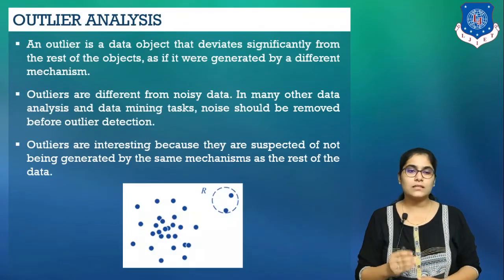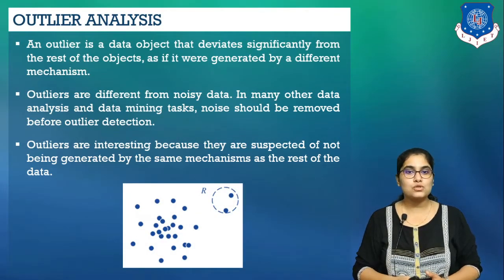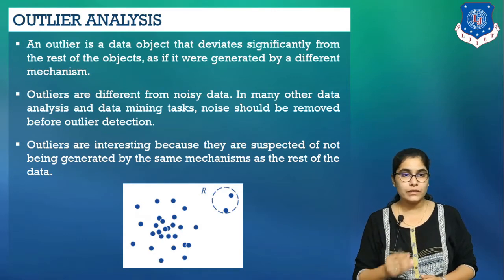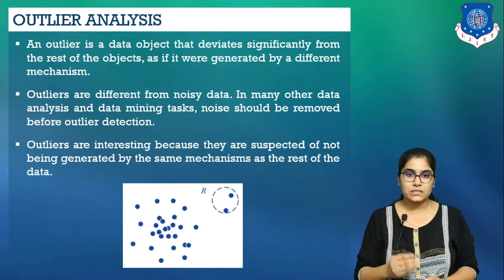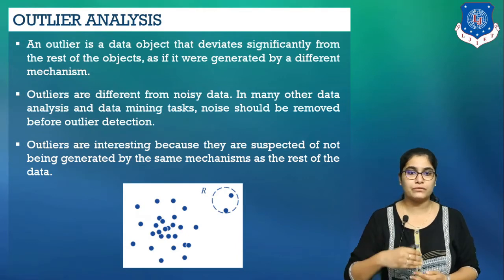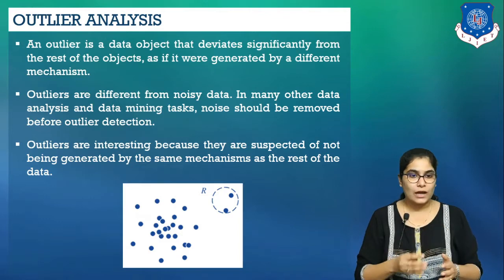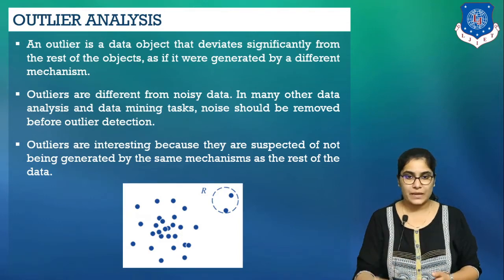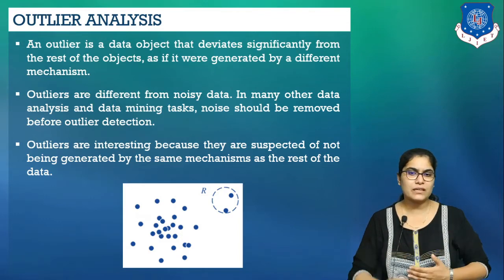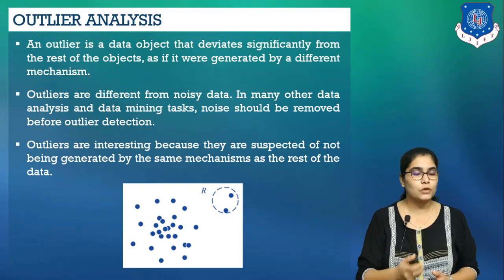Assume that a given statistical process is used to generate a set of data objects. An outlier is a data object that deviates significantly from the rest of the objects as if it were generated by a different mechanism. For ease, in this video lecture, we may refer to non-outliers as normal or expected data, and similarly, we may refer to outliers as abnormal data.